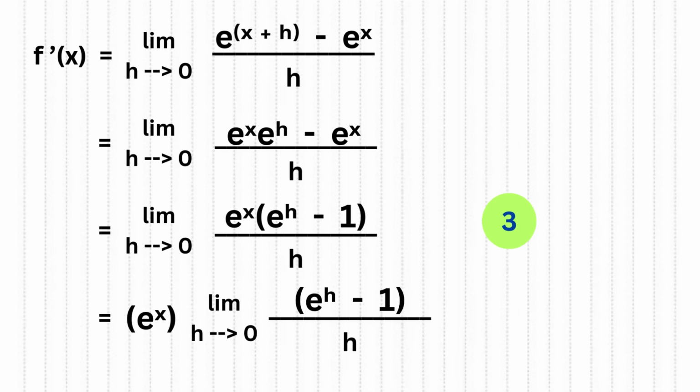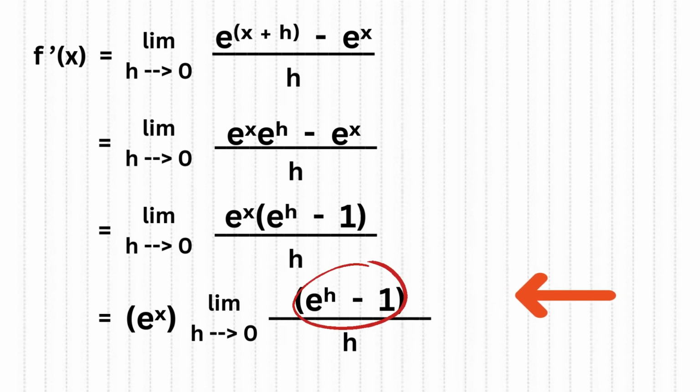After that, we factor out the common terms, that being e to the x. This leaves us with e to the x multiplied by e to the h minus 1 all over h. Finally, we can use a property of limits and bring e to the x outside the limit itself. This is because the limit's variable is h and not x, meaning e to the x will not be affected and is thus irrelevant. We're left with e to the x multiplied by the limit as h approaches 0 of e to the h minus 1 all over h.